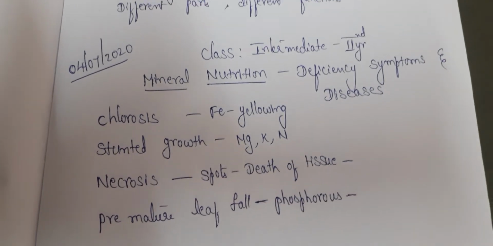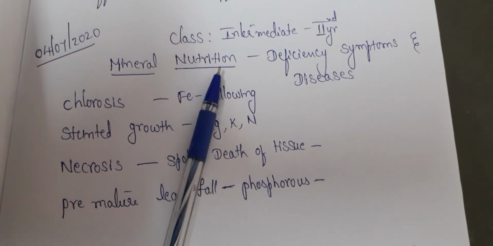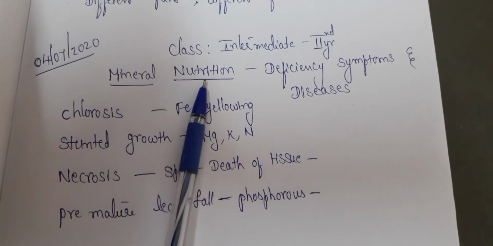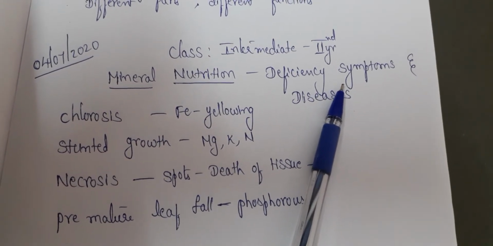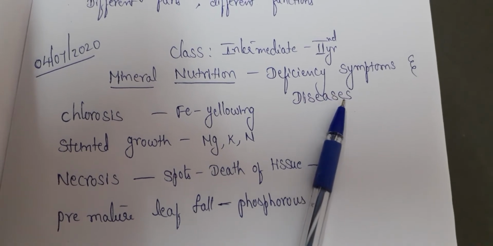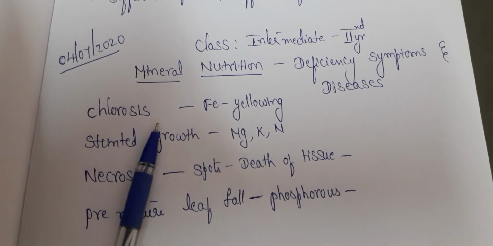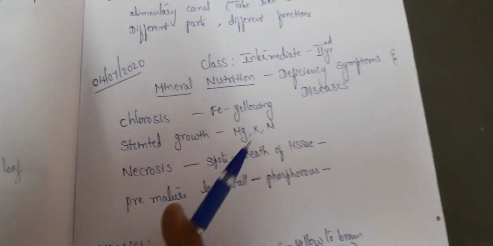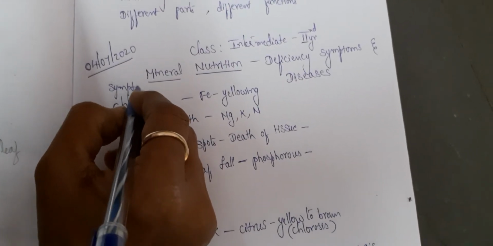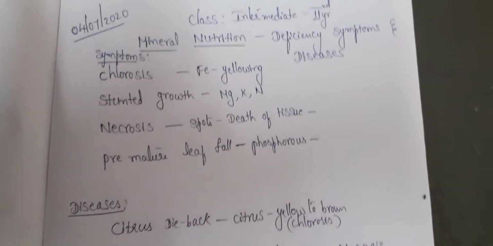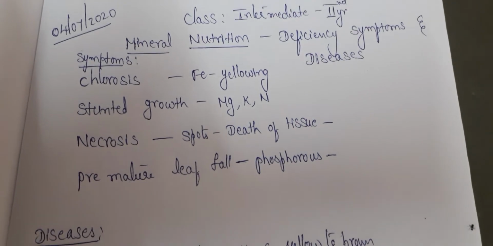We'll proceed with the deficiency symptoms and diseases under the chapter mineral nutrition. So we have seen what are the different nutrients which are required by the plant and what happens if those elements are deficient, and it will lead to what kind of diseases we will study. So what are the different deficiency symptoms? That means if there is any deficiency in the plant, what are the symptoms you will find? So what are the symptoms which you generally find when there is a deficiency of a mineral?